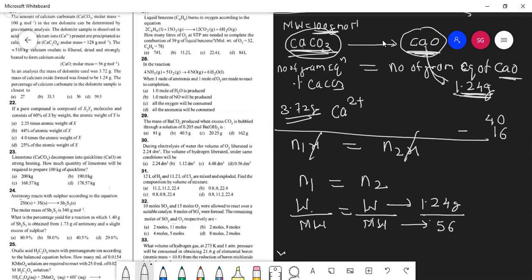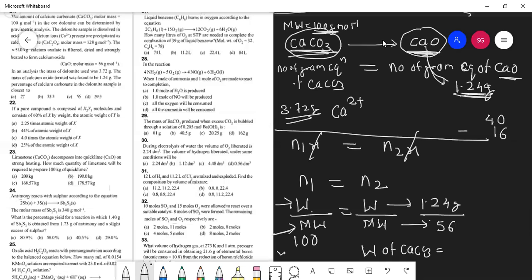Yes, sir. The weight of this is not given to us, but this is given as 100 grams. So can you cross multiply and tell me the weight of CaCO3? So it will be 100 into 1.24 divided by 56. You solve this and find the weight. Did you understand how I solved it?